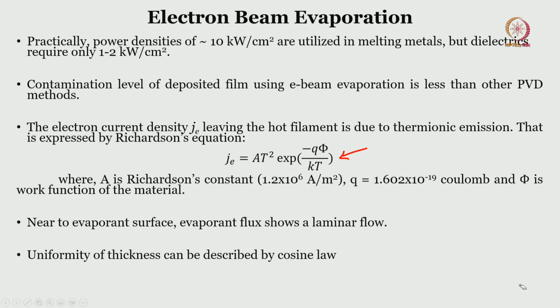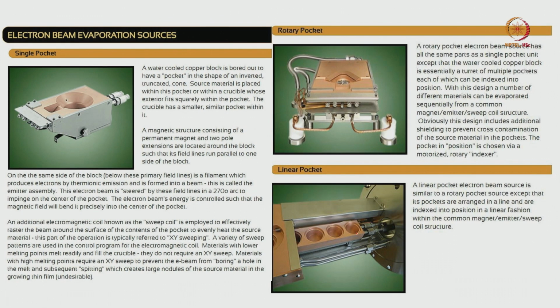So, near to the evaporant surface, the evaporant flux shows a laminar flow, and uniformity of thickness can be described with the help of the cosine law, right. So, in the case of E beam evaporation, how uniform the deposition will be can be based on the cosine law.